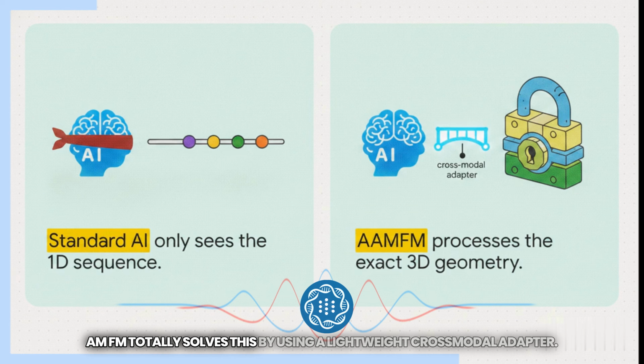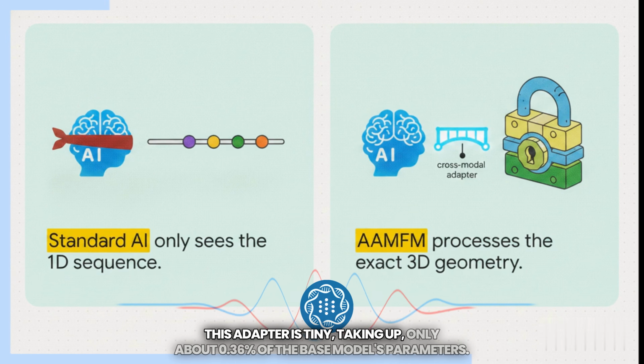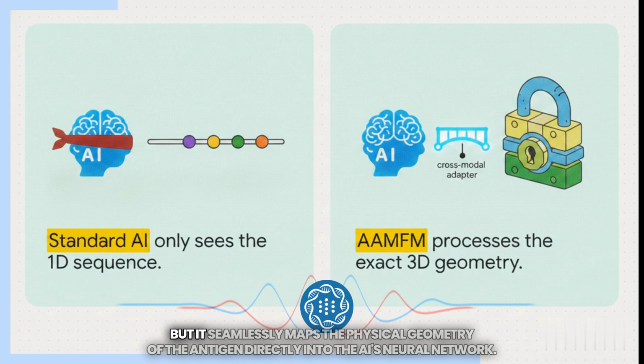AAMFM totally solves this by using a lightweight cross-modal adapter. And when I say lightweight, I mean it. This adapter is tiny, taking up only about 0.36% of the base model's parameters. But it seamlessly maps the physical geometry of the antigen directly into the AI's neural network.